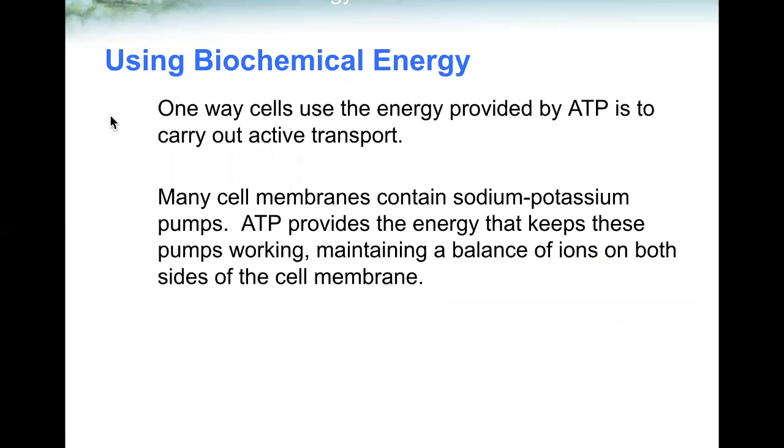One way cells use the energy provided by ATP is to carry out active transport. Many cell membranes contain sodium-potassium pumps. ATP provides the energy that keeps these pumps working, maintaining a balance of ions on both sides of the cell membrane.